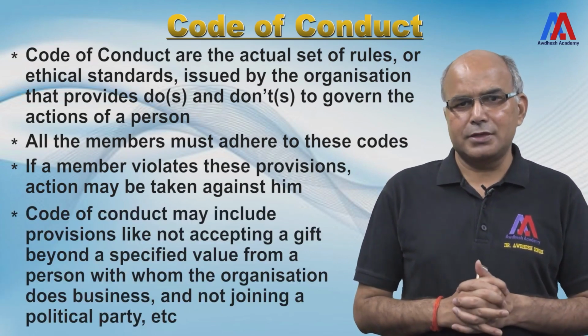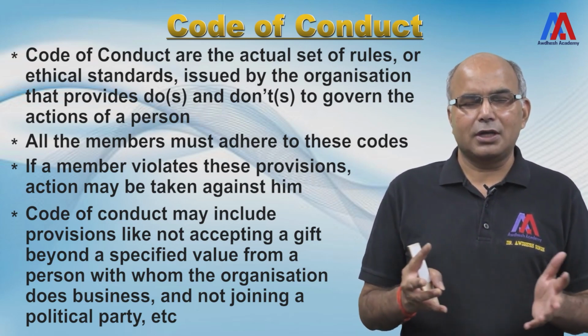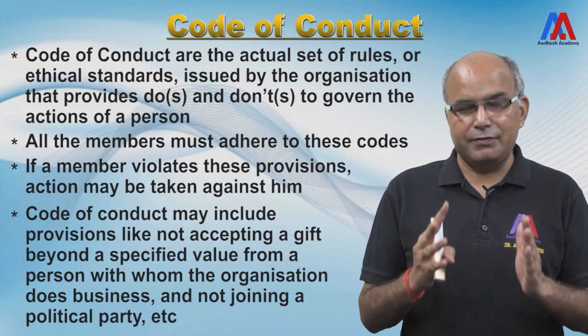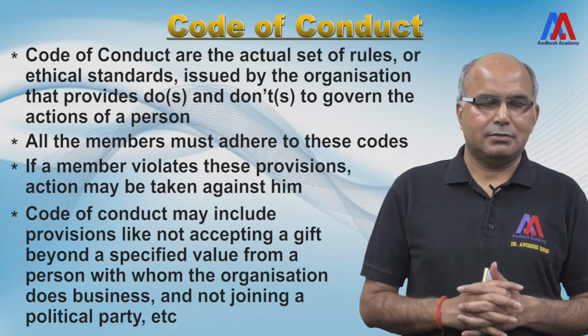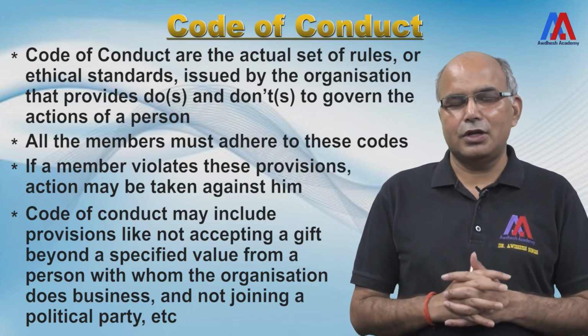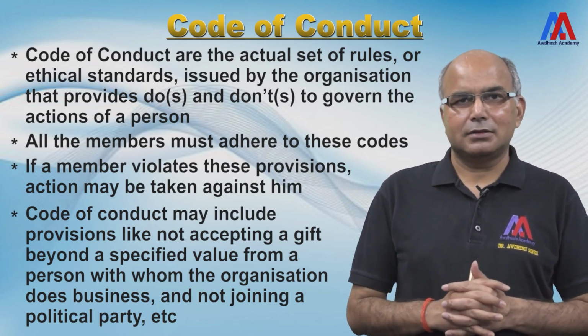Now, code of conduct may include provisions like not accepting a gift from a person with whom the organization does business or not joining a political party, etc. Because these are specific considerations. If you accept a gift beyond a particular limit, it will be a violation of code of conduct, and action can be taken. In the same way, if you join a political party, action will be taken. So code of conduct are basically the specific set of rules which decide that certain actions you should not do, while the code of ethics guides you in line with the ethics of the organization to do the right action.